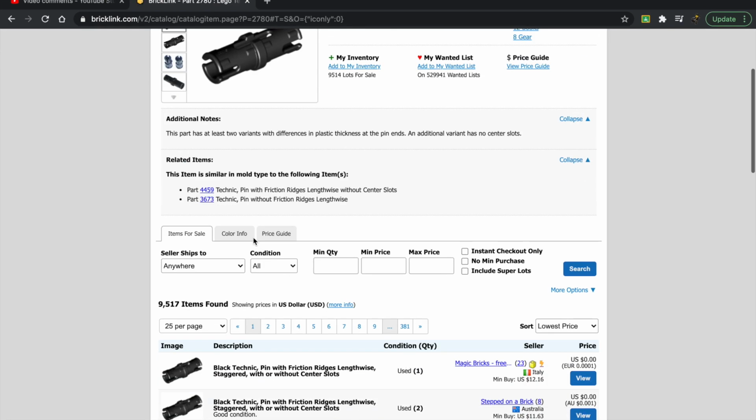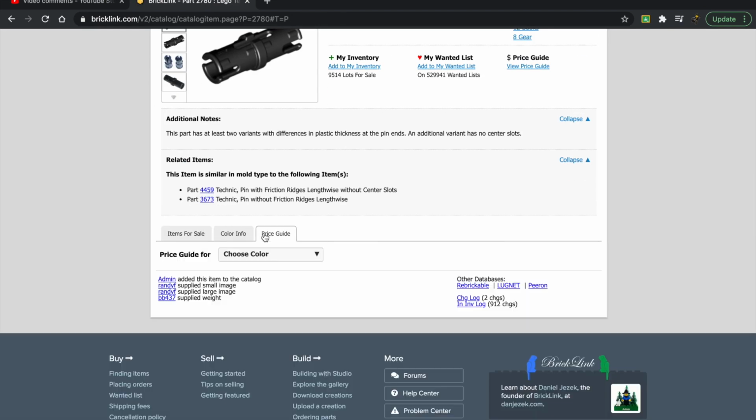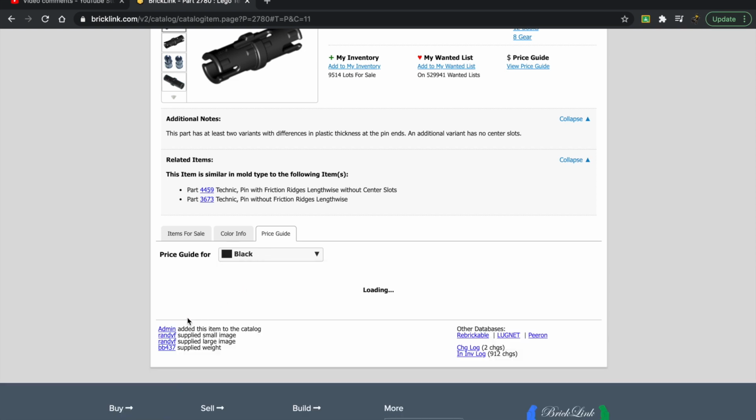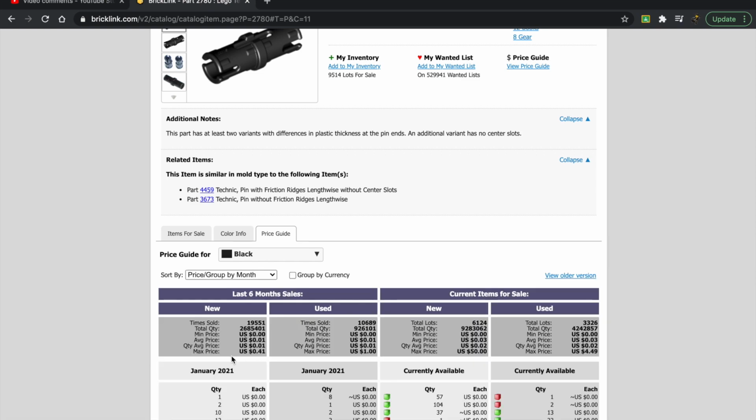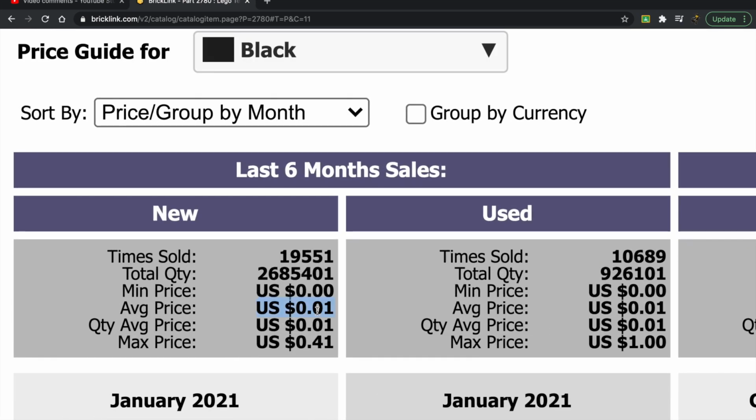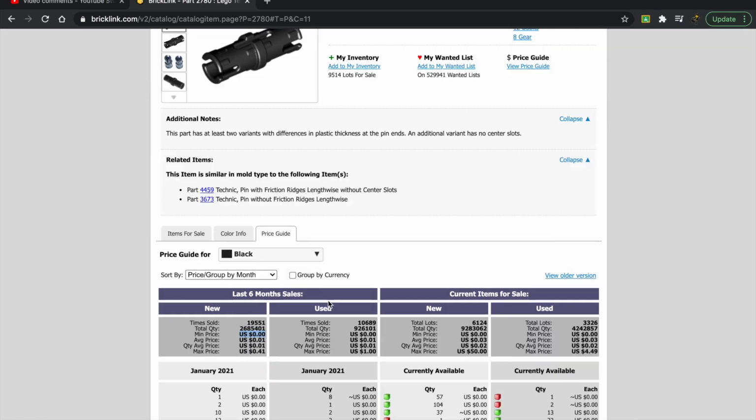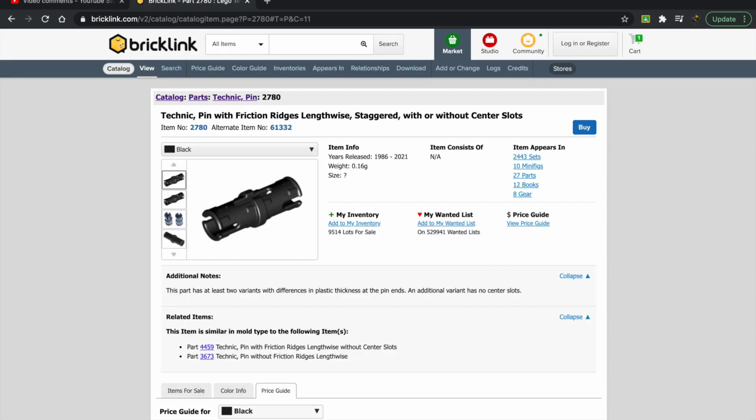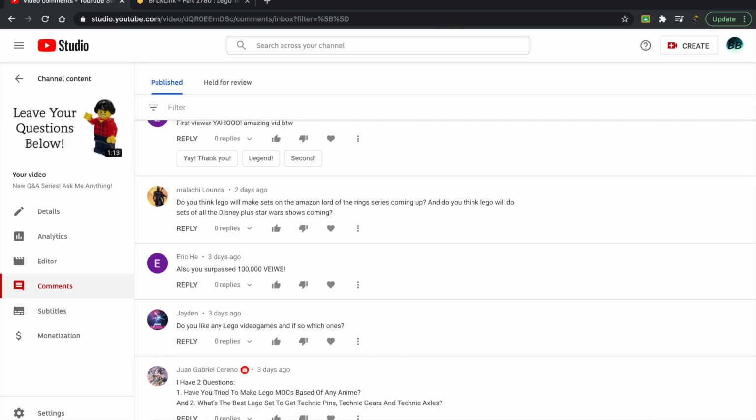Yeah. So if we look at the price guide on that, in the color black, let's see if it loads. Look at that. So the average price is a cent. The minimum price is like zero. So this goes extremely cheap if you want that in large quantities. To be honest, a lot of these pieces go for that.